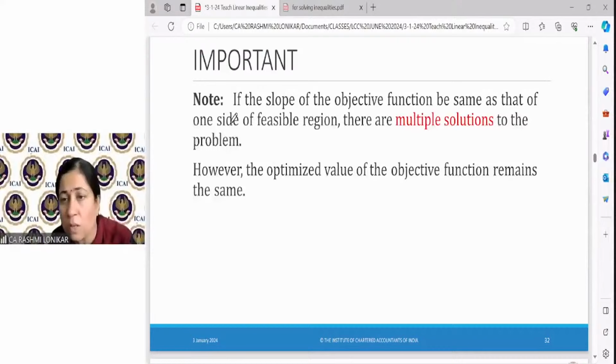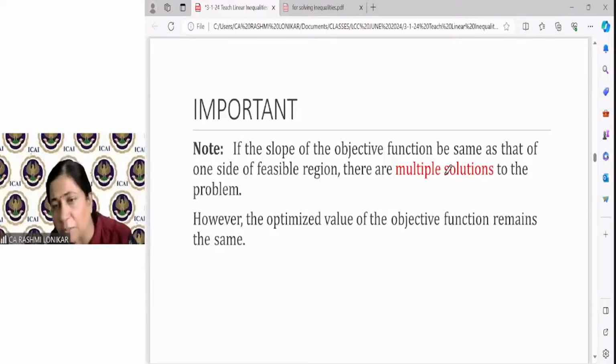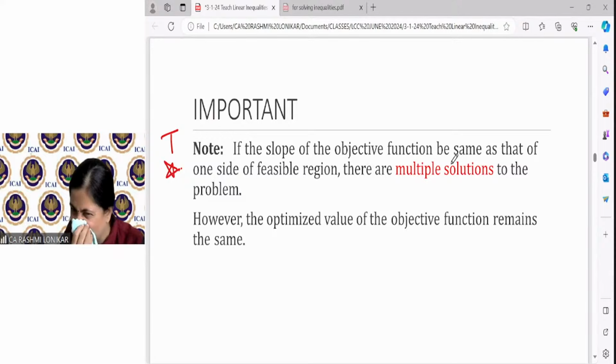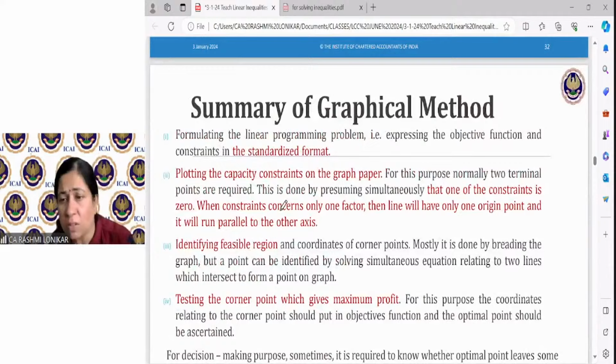If the slope of the objective function be same as one side of the feasible region, there are multiple solutions to the problem. So you can get this for a theory question. Okay, so you can mark it in your study material also. If the slope of the objective function is the same as that of one side of the feasible region, there are multiple solutions to it. However, the optimized value of the objective remains the same. Then this is also from the book.